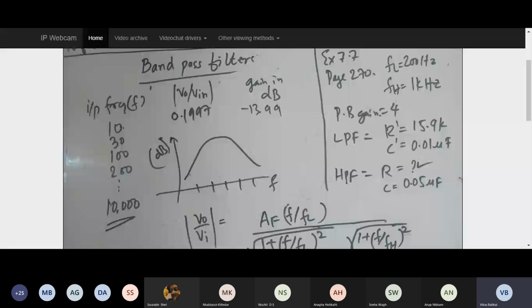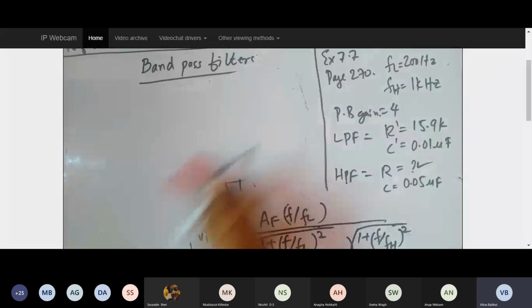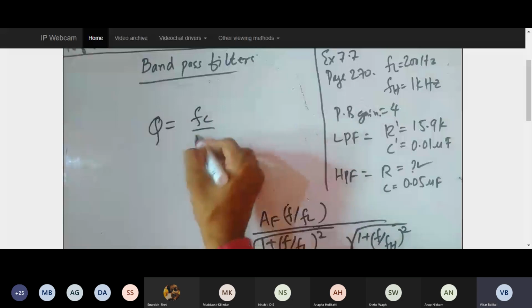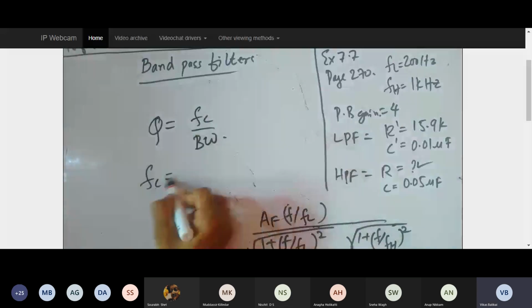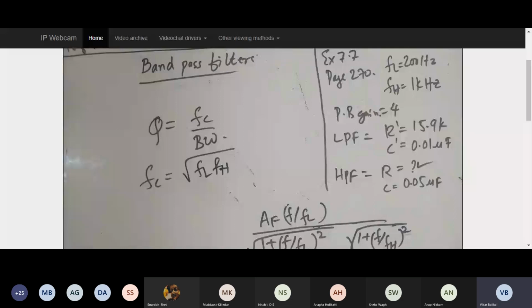And finally, if I want to cross check whether it is a wideband filter or not, he himself has given it as a wideband filter, which means the Q value should be less than 10. Let's try to calculate it and figure out whether it is coming less than 10, or whether something wrong is given in the problem. Let's try to calculate. Q is equal to center frequency divided by bandwidth. What is FC? FC is nothing but square root of FL into FH. FL is 200 hertz multiplied by 1K.